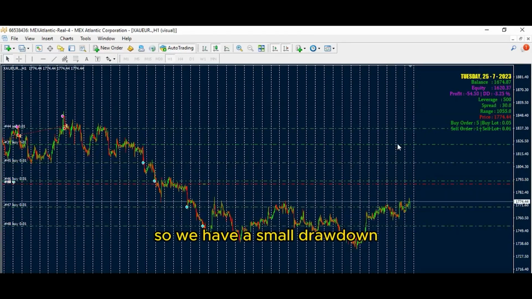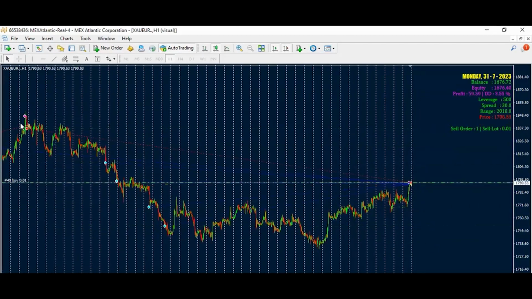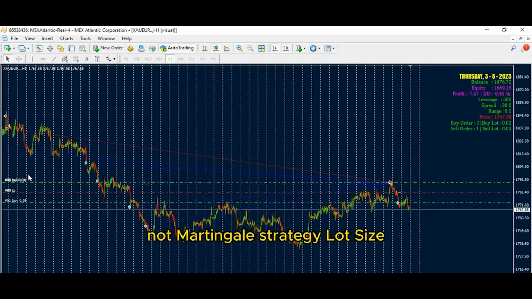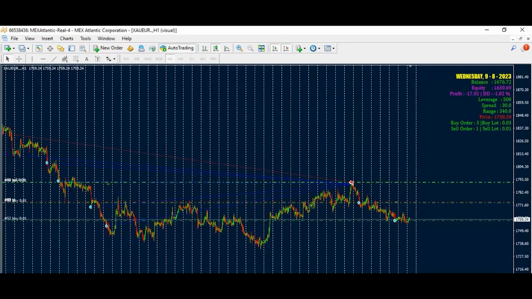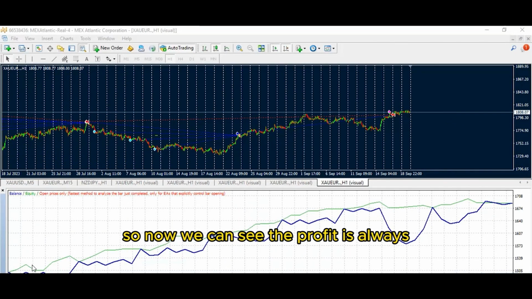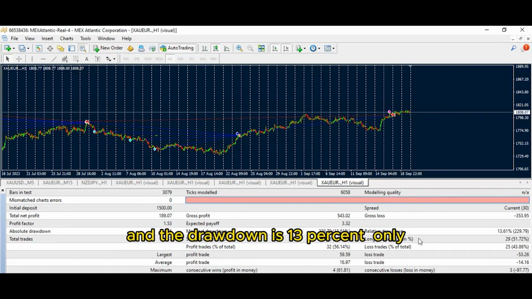So we have a small drawdown. And we are using a fixed lot size for a low-risk setup, not a Martingale strategy lot size. So now we can see the profit is always above the equity, the green line, equity, and the balance. The equity is always at the above level, and the drawdown is only 13% of our capital.